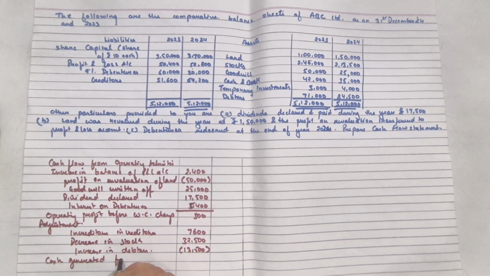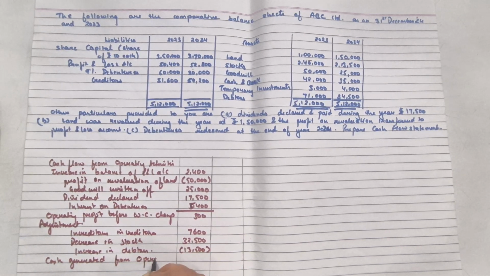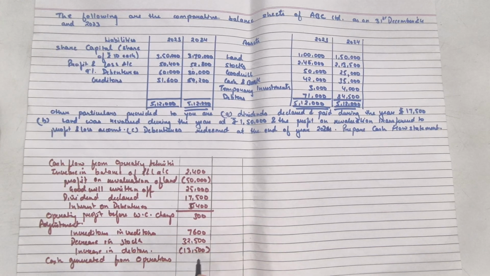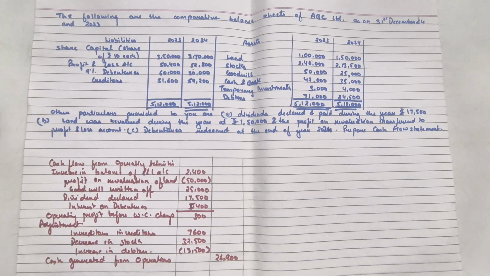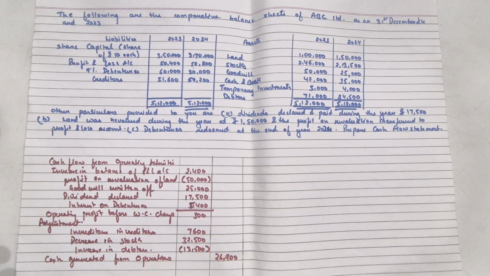Now we will get cash generated from operations. What will this be? This is 26,900. I hope I am clear, student.